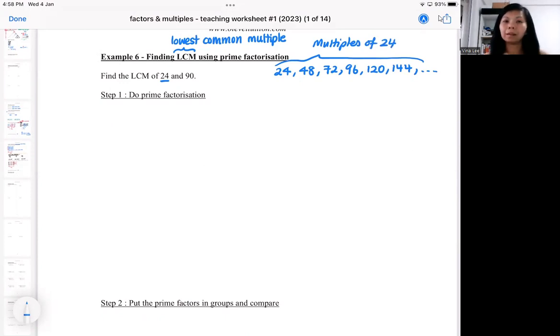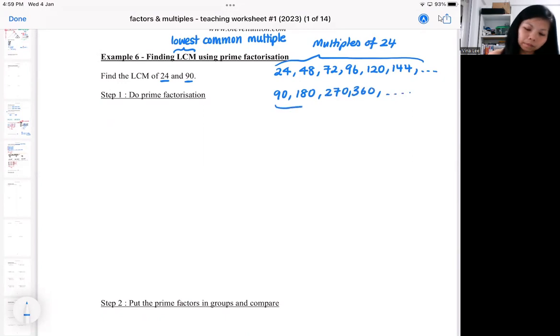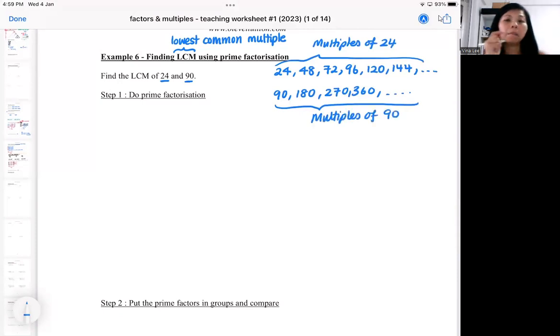Okay, but I would like the common multiple. So there's another number here. If I keep adding 90, these are the numbers. This is called the multiples of 90. But I want to find a common number between the two of them.